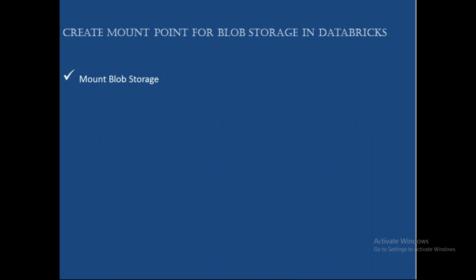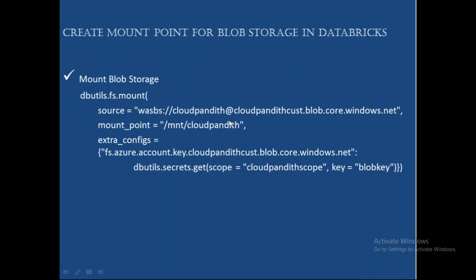Now, how will you create a mount point for blob storage in Databricks? This is the mount code. Same as before, you have a URL, and the only extra thing is you need to create the mount point. Here this is the container name, this is your storage name. A mount point is nothing but the container you want to attach to Databricks. For example, I have multiple containers in my blob storage, like Cloud Pandit and Databricks. When I attach only the Cloud Pandit container, I can access only the Cloud Pandit container data. I cannot access data from the Databricks container.